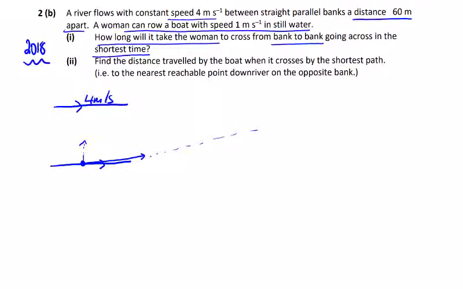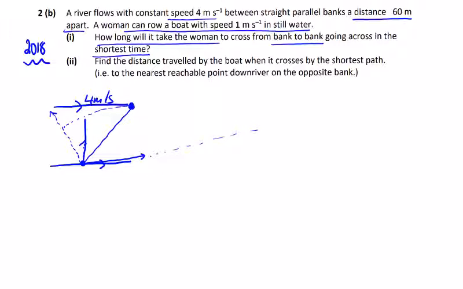So she's going to need to go across in the shortest time. There's going to be an angle she'll have to go at, and it's probably in this direction here. So she gets dragged this way to end up over here. So this is what we're looking at in this question. She's going to end up down there.